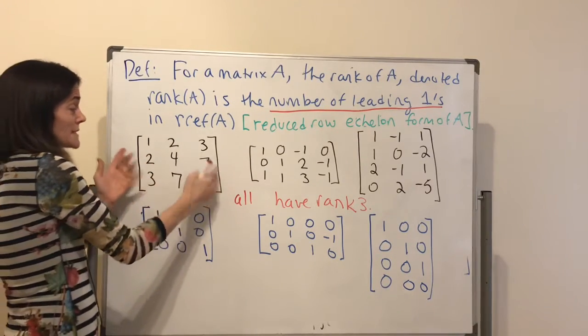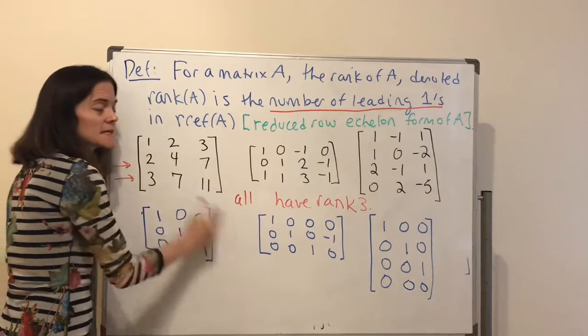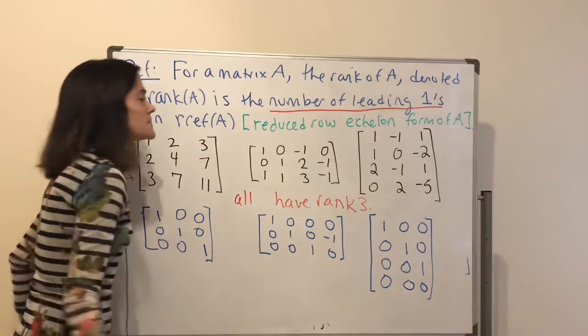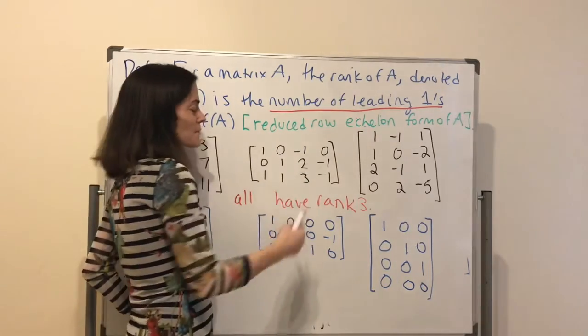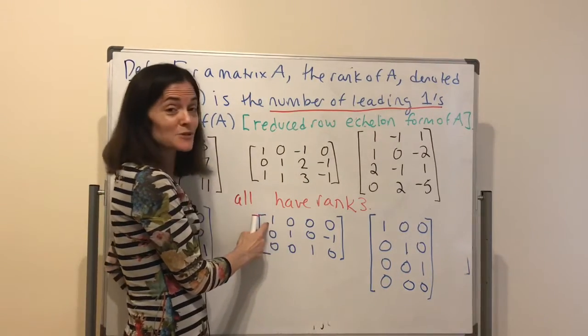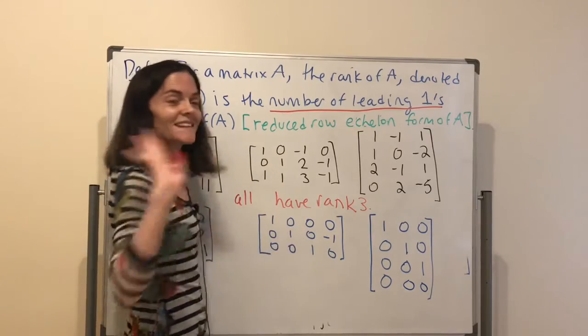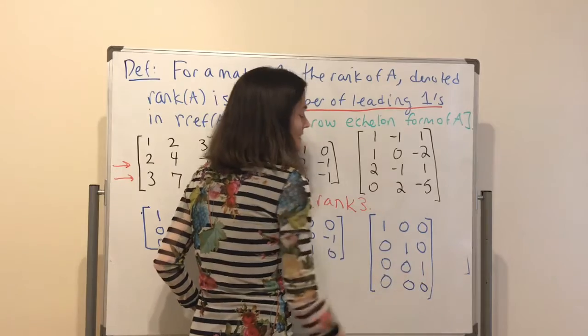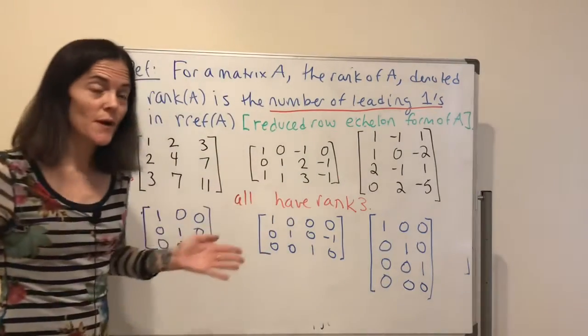So the reason that this has rank 3 is because this is its reduced row echelon form. And you see there are 3 leading ones. Similarly, this has rank 3 because, well, here's the reduced row echelon form. 1, 2, 3 leading ones. Finally, similarly with this one, we have 1, 2, 3 leading ones in its reduced row echelon form.